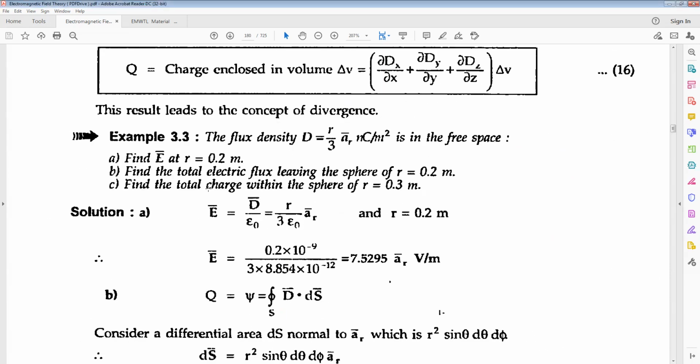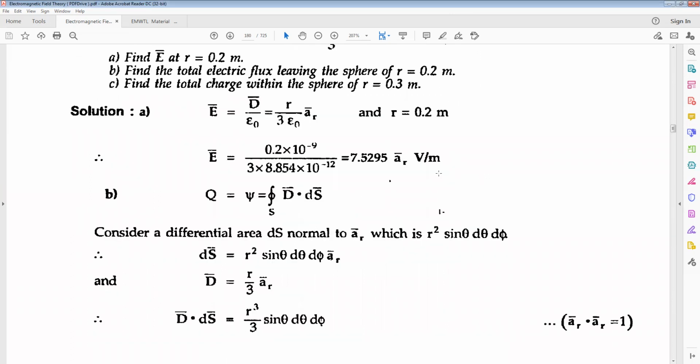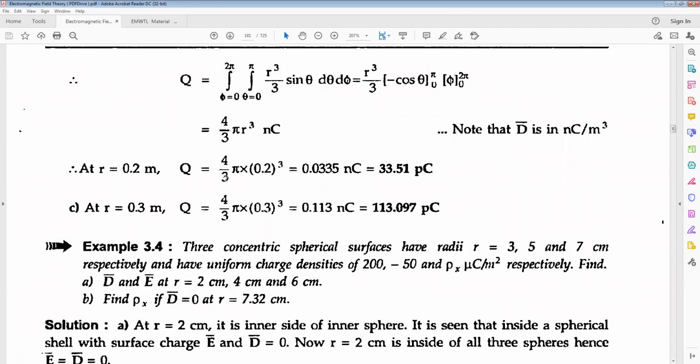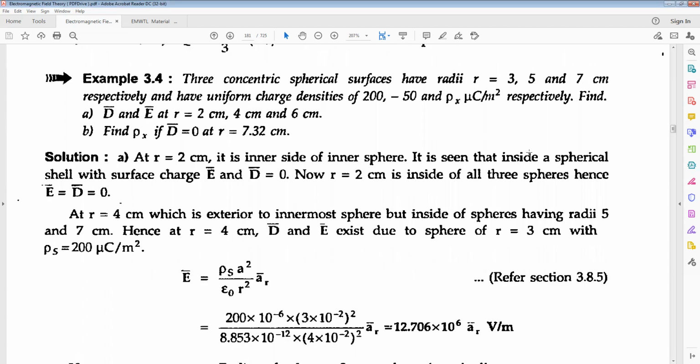And the third one is to find the total charge within the sphere of R is equal to 0.3. So you can substitute into the same equation, Q is equal to 4/3 pi R cubed. With R as 0.3, Q is 0.113 nanocoulombs. Got it, my students?